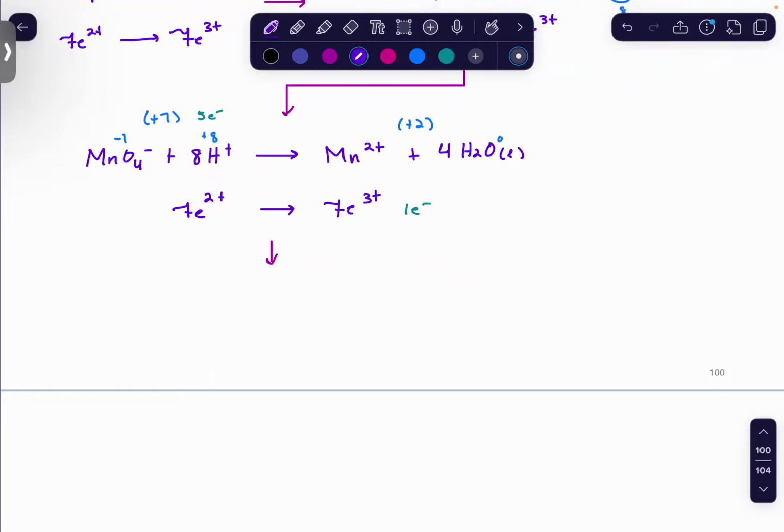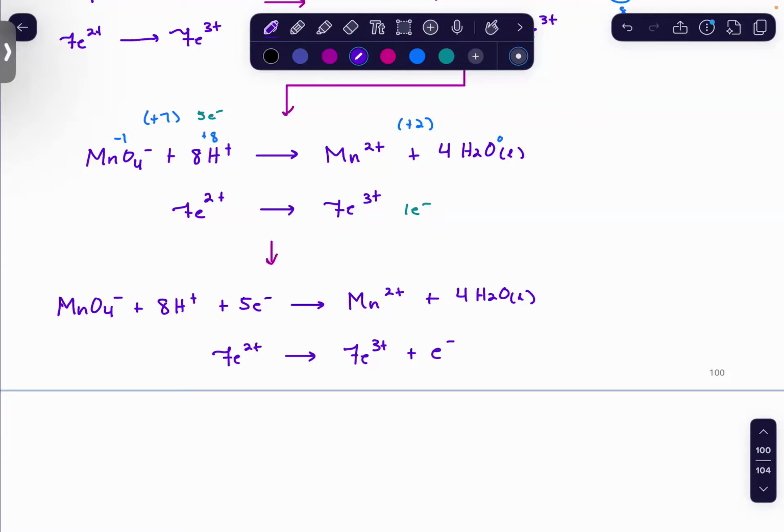Okay, so permanganate plus 8 protons plus 5 electrons becomes manganese 2 ion and your 4 waters. And then the iron: iron 2 is going to become iron 3 plus an electron.